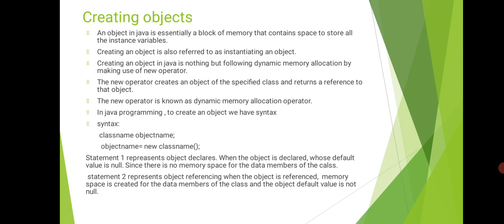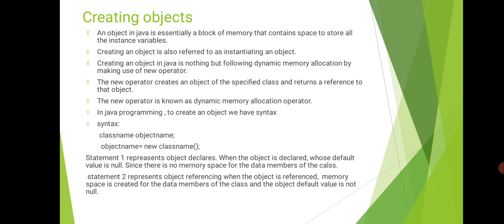In Java programming, to create an object we have syntax: class name, space, object name, ending with semicolon. Next statement: object name is equal to new class name, opening and closing parenthesis, ending with semicolon. From these two statements we can create an object, right? Here the first statement, class name and object name, represents object declared. So the object is declared but it is not created, it is only declared.